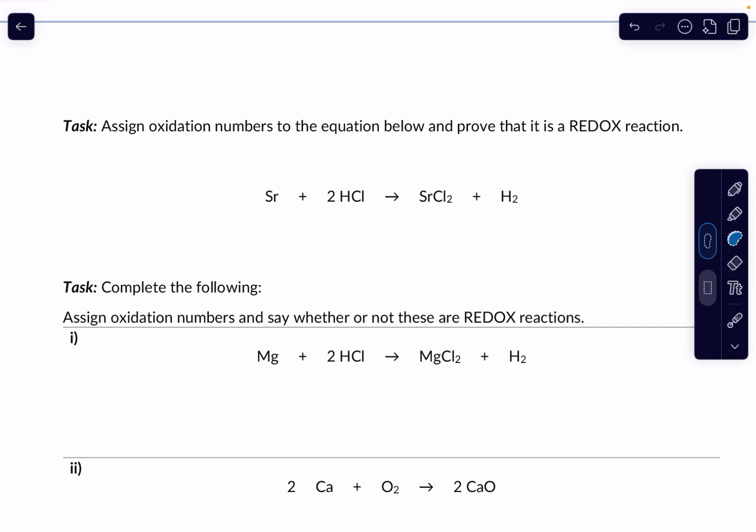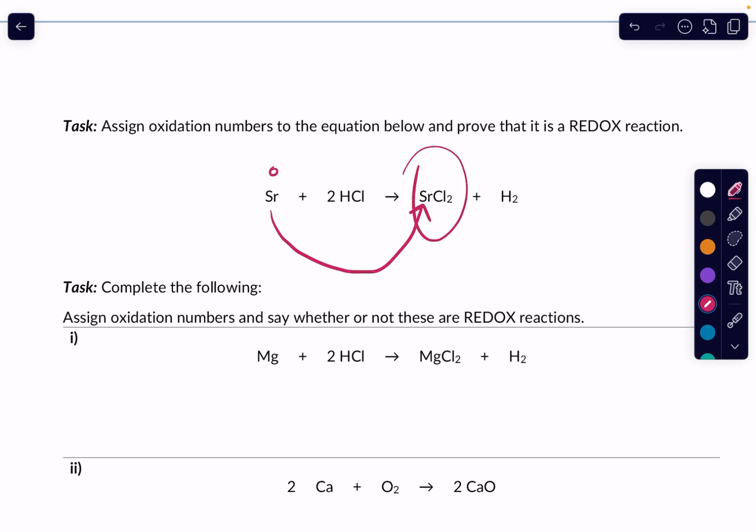What has happened from going from one side to the other? And this is how we're going to prove if it's a redox. So from Sr, is it on its own? Yes, it is. So therefore it must be 0. You can even find it on your periodic table. It doesn't matter where it is at this moment in time, but it's going to be 0. Now, the next time it appears is over here in strontium chloride. So I'll go from here to here.